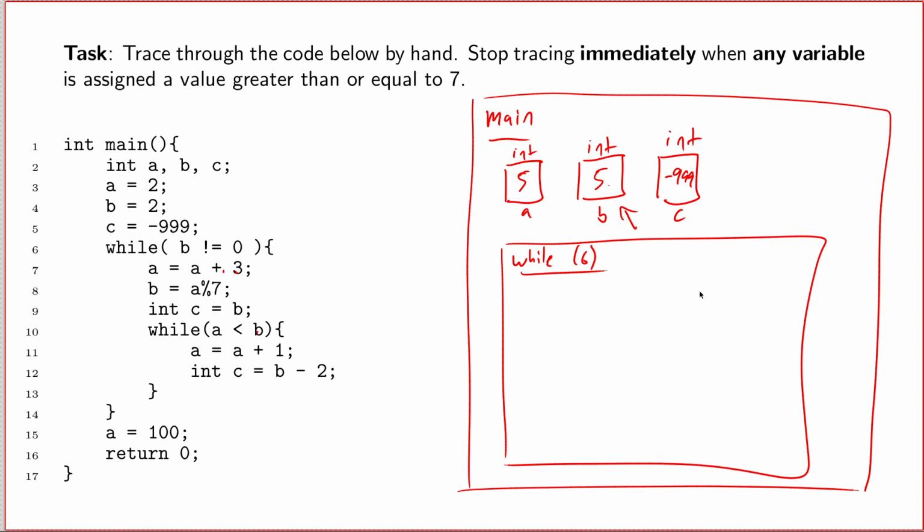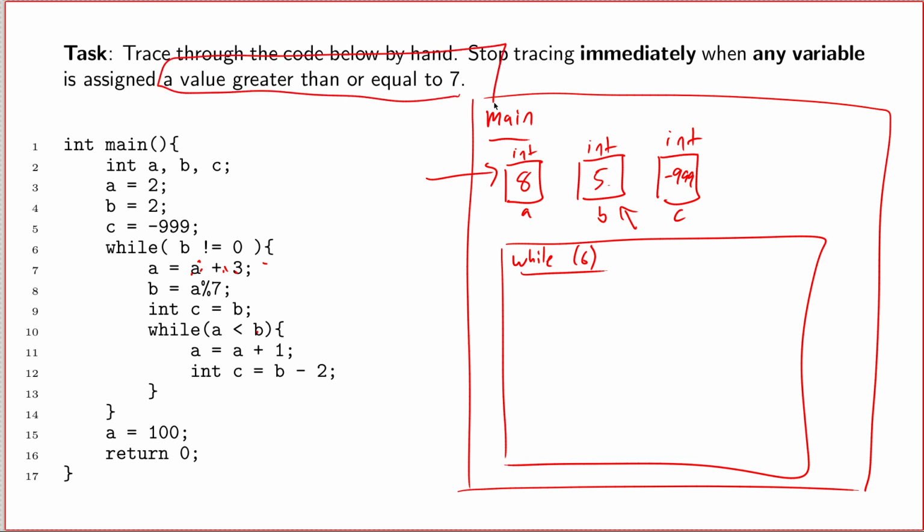I go looking for a. Well, there is nothing called a in here, so I get the one from outside. I'm setting this to 5 plus 3, which is 8. And I clean this up again. And then I stop immediately. I have a variable whose value is greater than or equal to 7, and so I stop right here. And notice how I'm currently inside this while loop. So this is my current scope. I just freeze my diagram because I've reached the criteria that it's set for me to stop tracing.